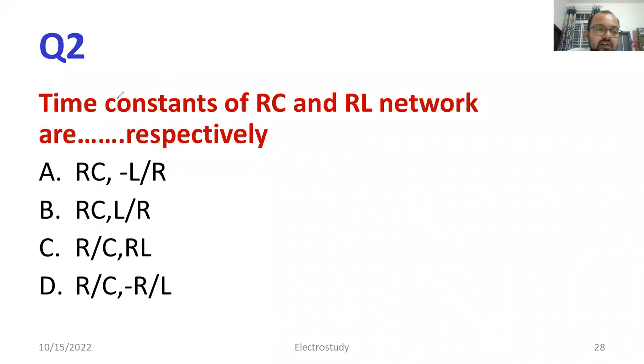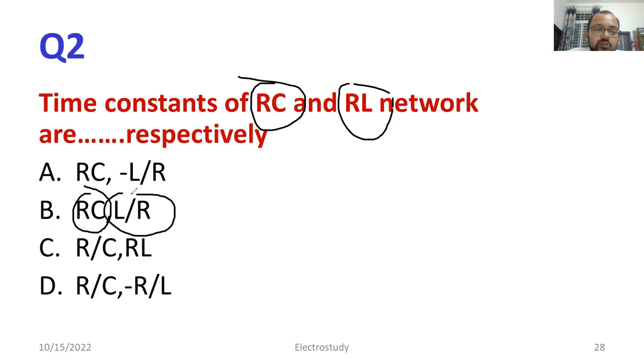Another important question: the time constants of RC and RL networks are, respectively, what? Find out. For the RC network, what is the time constant? Obviously R into C. What about the RL network? It will be L by R. So you can go for option B. I think it's clear to everyone.